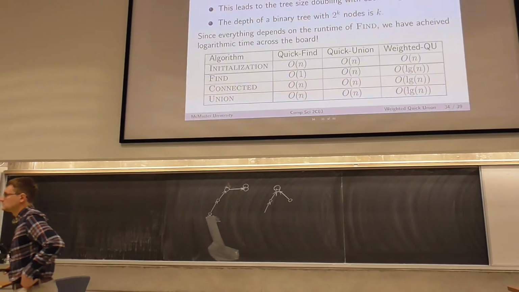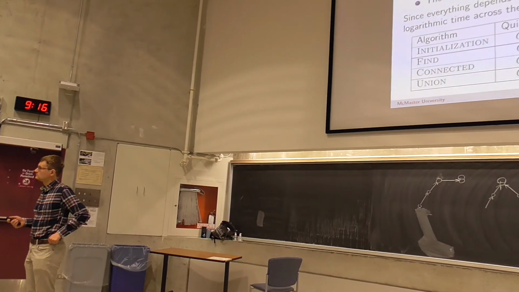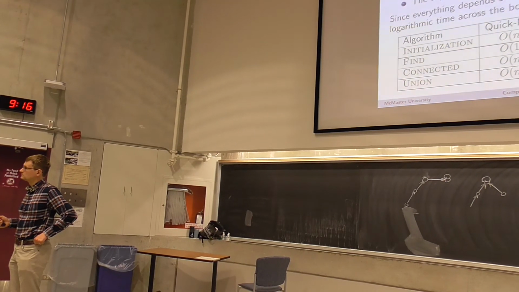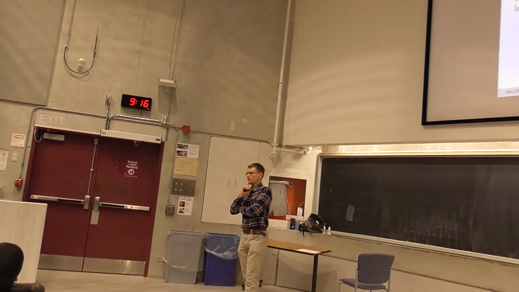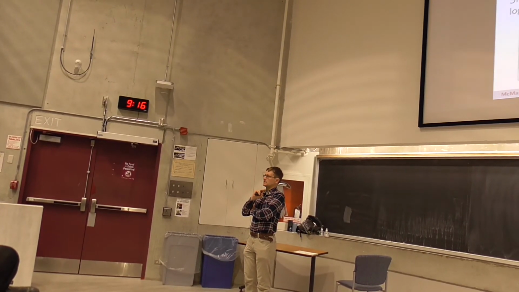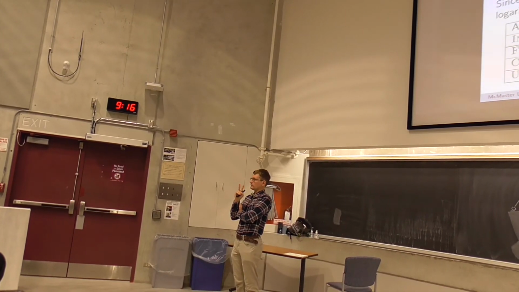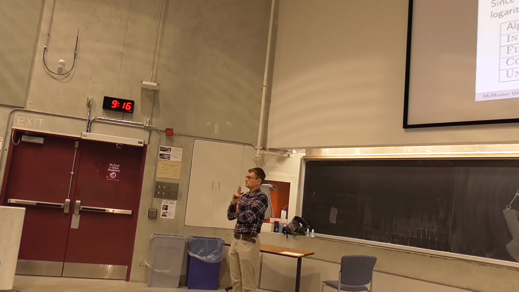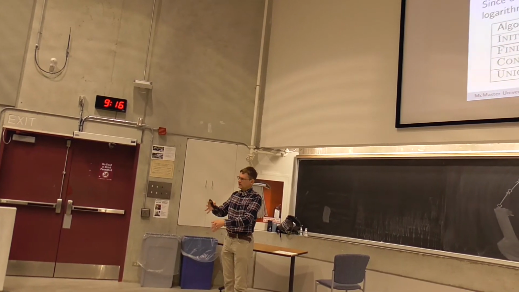Out of curiosity, since the weighted union is initializing an extra array, does this mean that the space complexity will be linear for the weighted union? The space complexity is still linear for weighted union. You're just initializing two elements of an array for every input rather than one. Make sense? That's still linear. It's just modifying the constant.